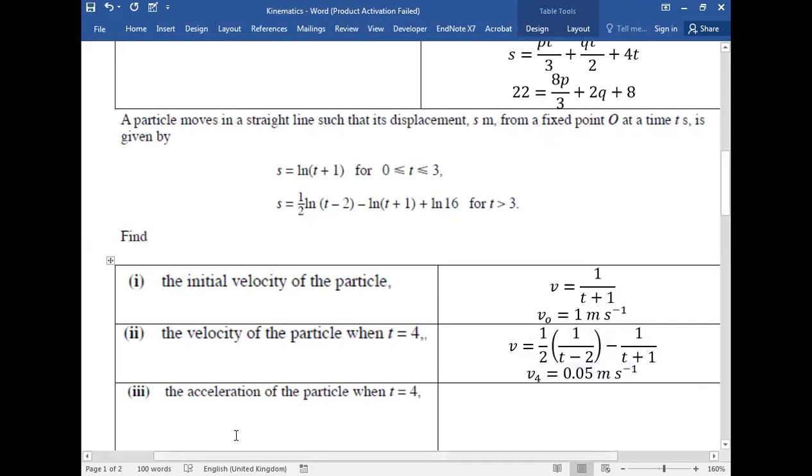Then the third part is asking me the acceleration of the particle when t is 4. How will I do that? Very good. We will differentiate v with respect to time. Differentiate v with respect to time. Tell me, what do you get?